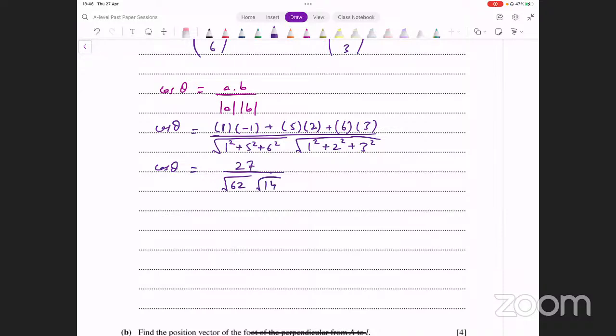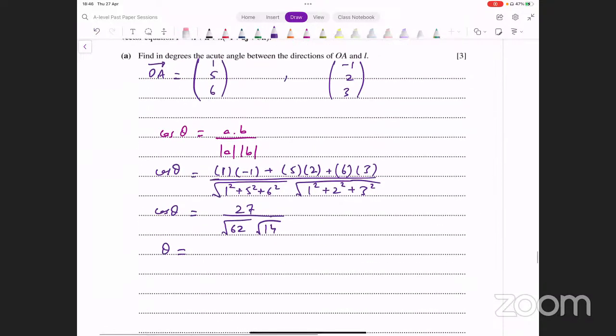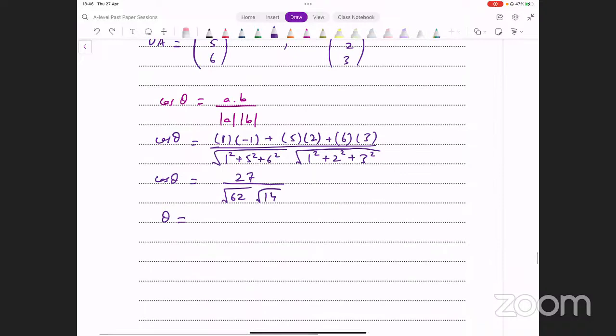Okay, cos inverse निकाल लें. देखें आपके पास थीटा की वैल्यू क्या आती है. डिग्रीज में चाहिए आपको, so calculator should be in degrees. acute angle चाहिए, इससे आपको acute ही मिलेगा because dot product positive है, तो डायरेक्टली acute angle मिलेगा. अगर आपके पास obtuse angle आ रहा होता तो क्या करते हैं, 180 में से माइनस कर देते, and that would give you the corresponding acute angle.